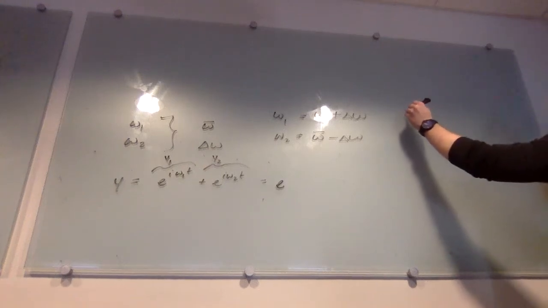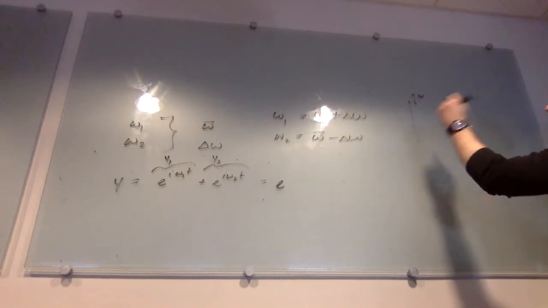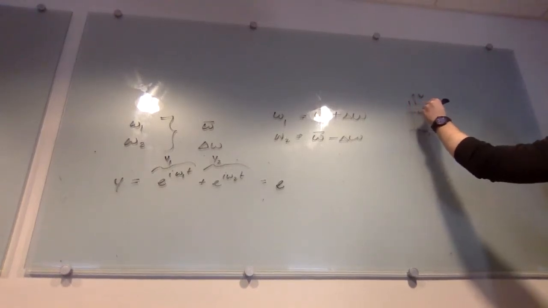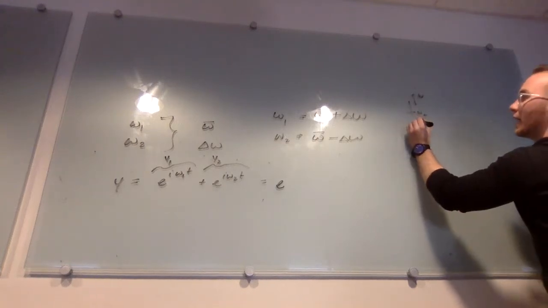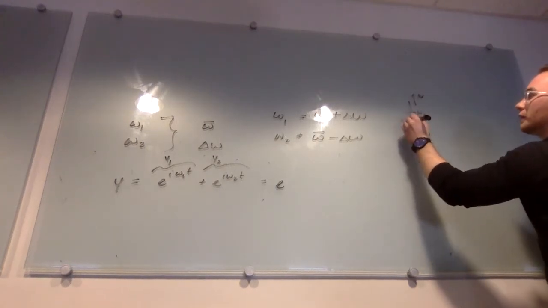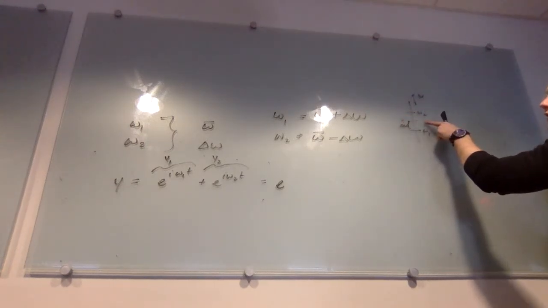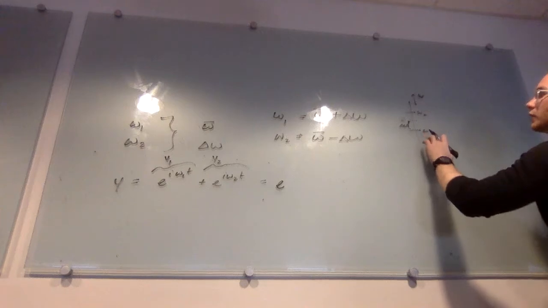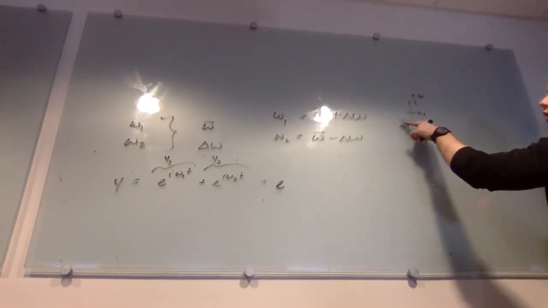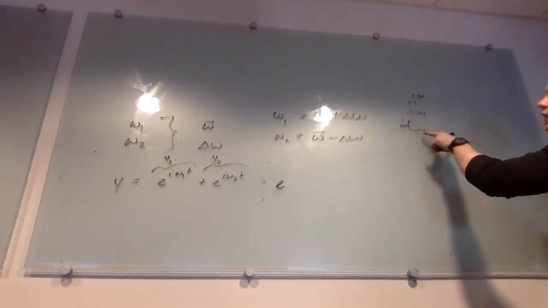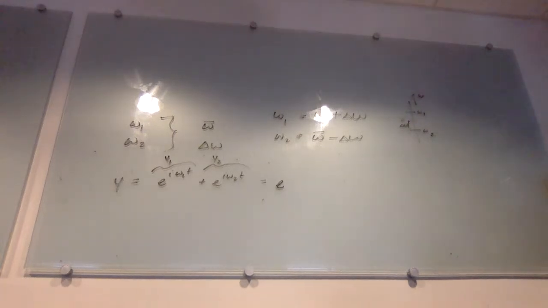So all we're doing is saying, if we have a spectrum of frequencies, and we have omega 1 here and omega 2 here, omega average is in the middle, and this distance is delta omega. Oh, I did it backwards. Omega 1 is clearly omega average plus delta omega, and omega 2 is omega average minus delta omega. Right, so that's all we're doing.